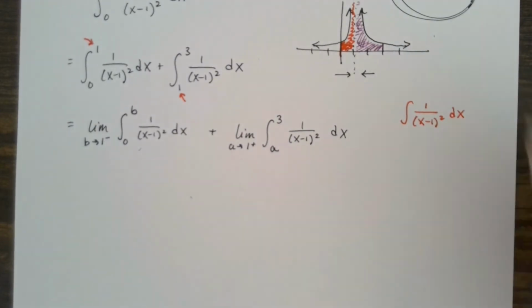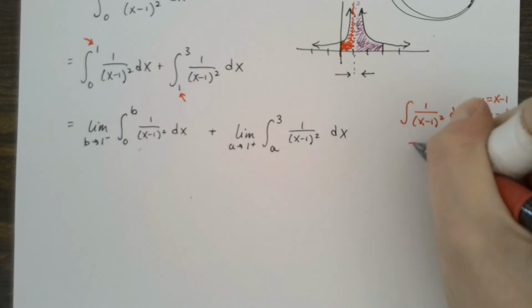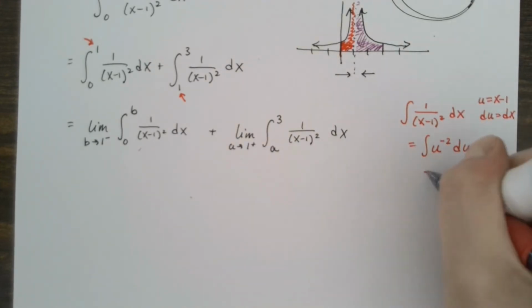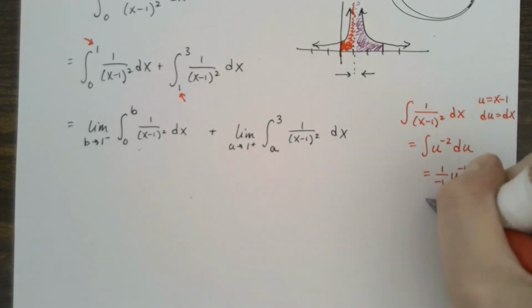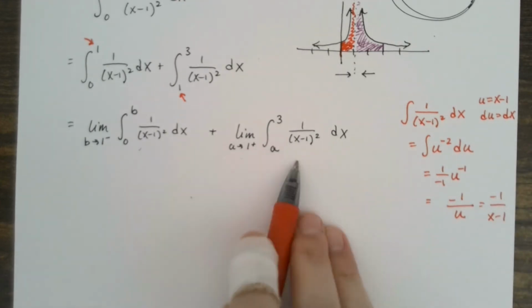You could think of it as a u substitution, u equals x minus 1. It's a very simple u substitution, du is dx. And what you'll get is 1 over u squared, aka u to the negative 2. So we're going to get 1 over negative 1, u to the negative 1. We don't need the plus c here because we're about to plug stuff in. So if we simplify this, we have negative 1 over u. So that'll be negative 1 over x minus 1 if we plug that back in. So this is the antiderivative I'm going to use in both spots here.